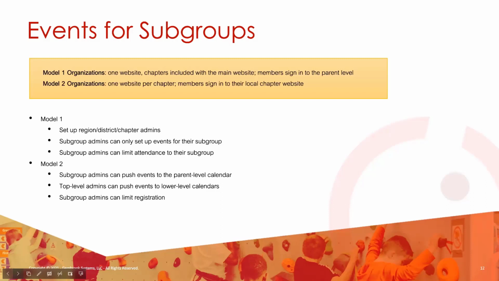Now, with Model 2 organizations, remember that while there is some connection for each of those sites on the back end, on the front end, they're totally separate websites. So what subgroup administrators can do is create events on their own calendar because, of course, they are administrators, but they can opt to share those events to their parent level calendar.